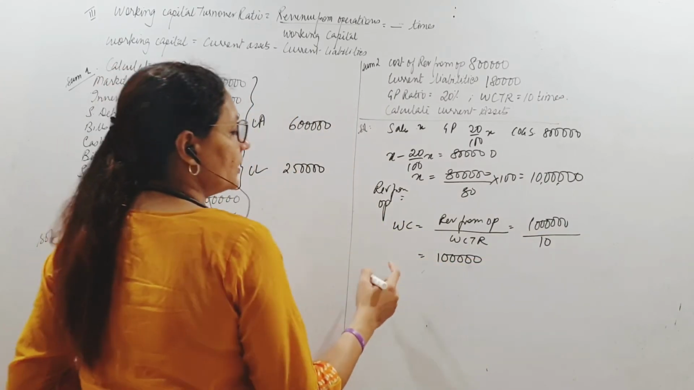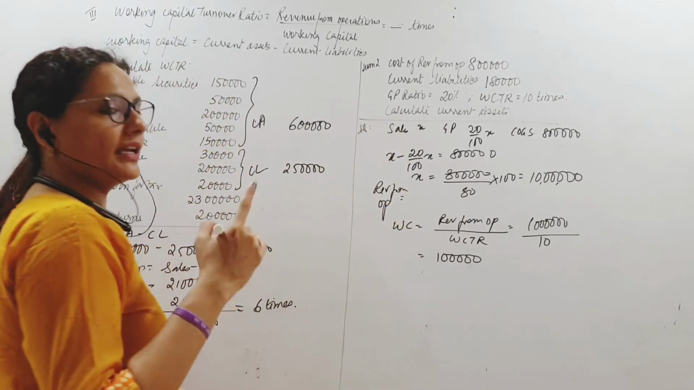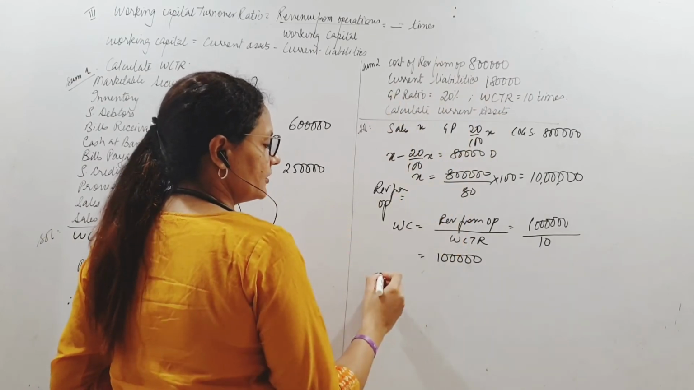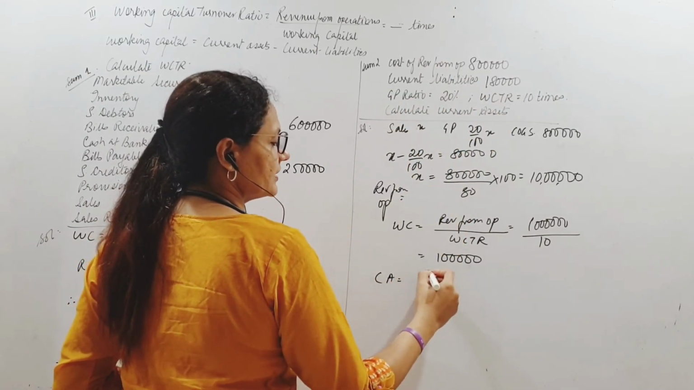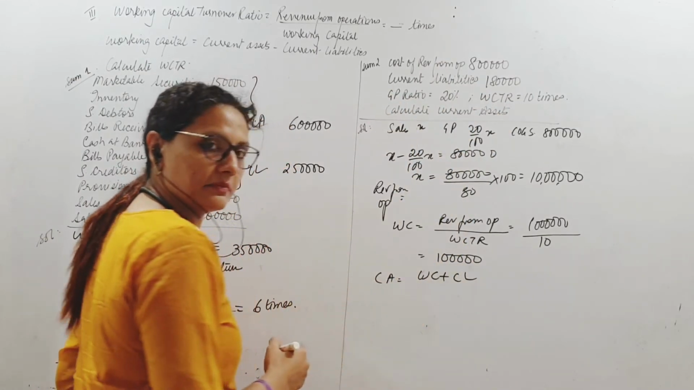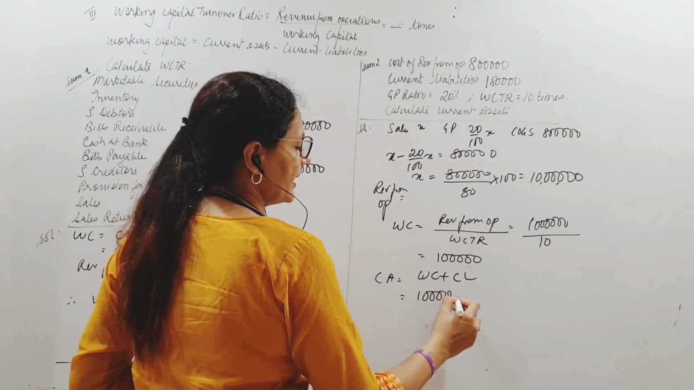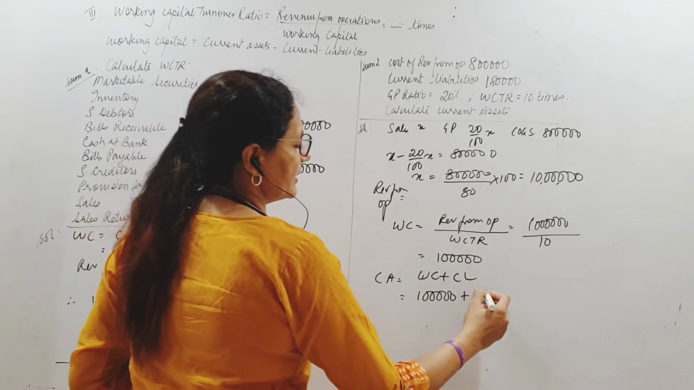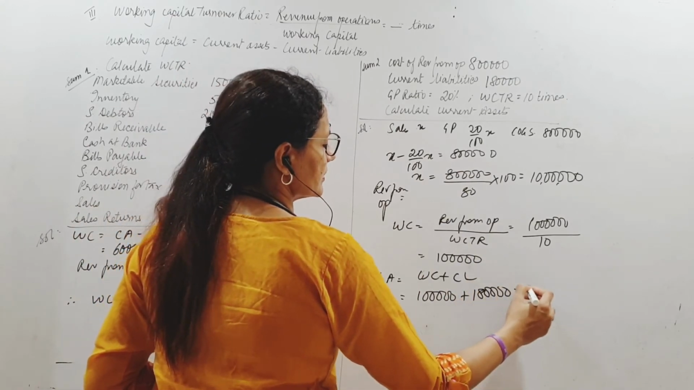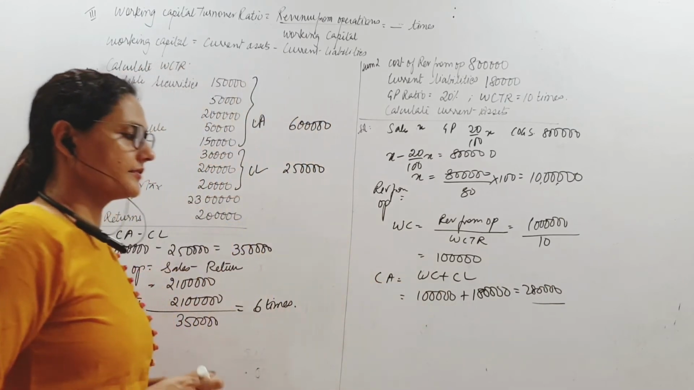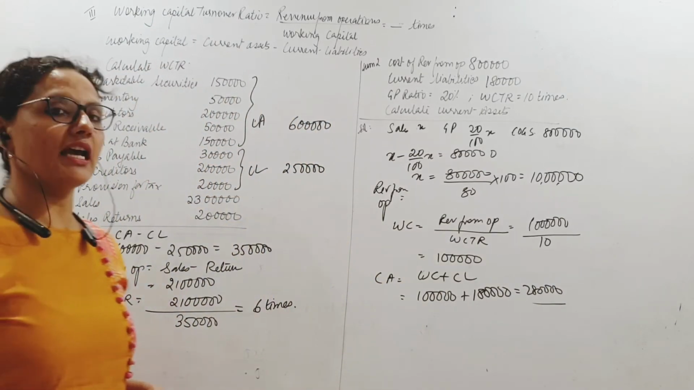And again, working capital is also equal to current assets minus current liability. Current liability has been given. So I need to find current assets, which is working capital plus current liability, using the same equation. So working capital is 1 lakh plus current liability of 1 lakh 80,000. So 2 lakh 80,000, okay? Correct? So current assets is 2 lakh 80,000.